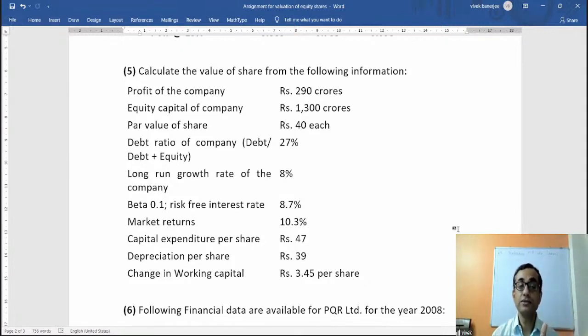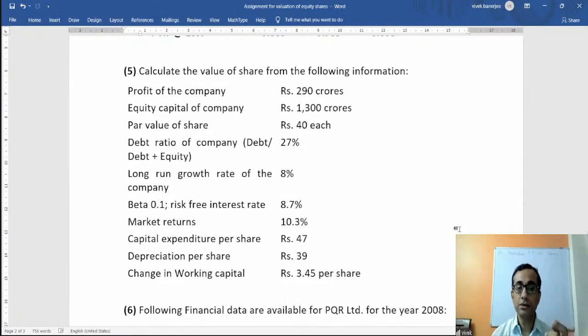Various figures are given: capital expenditure, depreciation, change in working capital. But if you notice another thing, all these figures are given on per share basis, and profit of the company is a complete figure, the entire figure is given. So from the profit of the company, we have to calculate the EPS first. Then we will calculate the free cash flow, then we calculate the present value of the free cash flow. So we will proceed in these sequential steps. So let us try to solve this question. Question number 5.